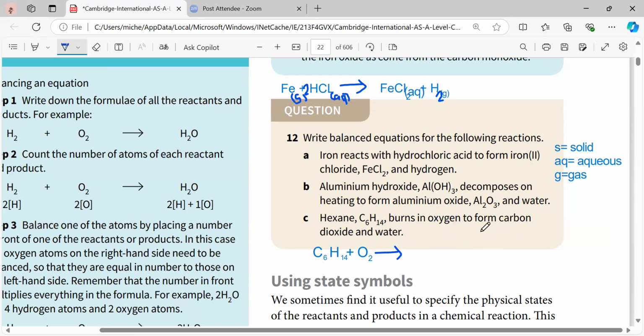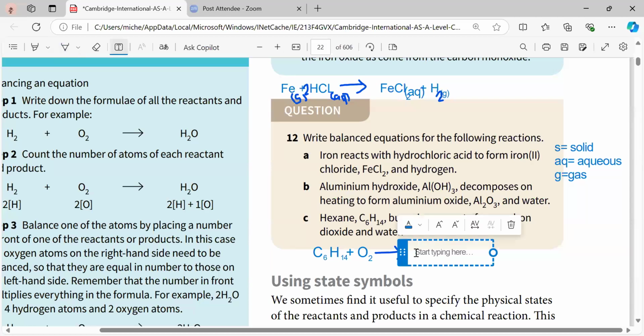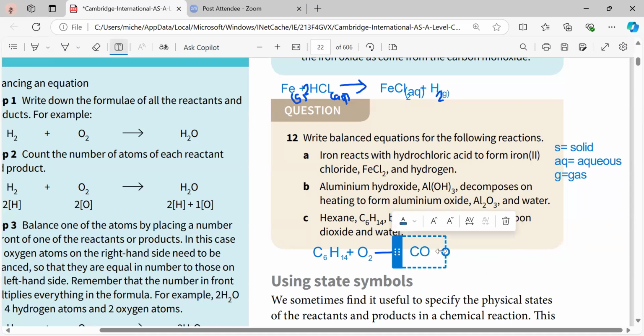So right here we know that they will form carbon dioxide. So we're going to write down carbon dioxide, which is CO2, a very popular compound. Okay, we're going to write this CO2 and water. So that would be a plus, since water is also a product.